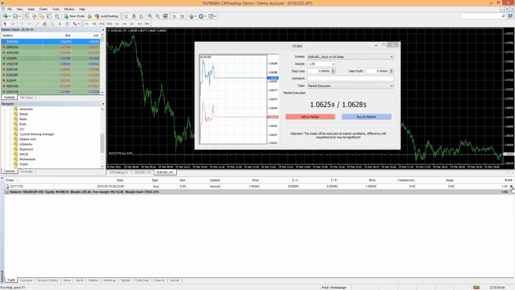I'm up a little bit of money here. I'm going to close the position. Let's see if we can close it. We didn't get it in time.